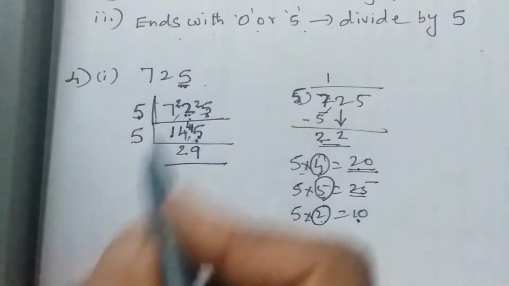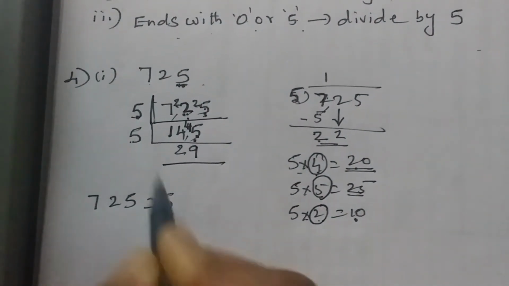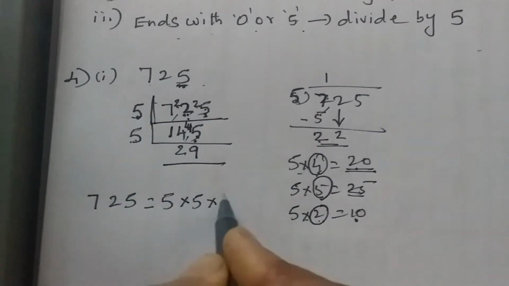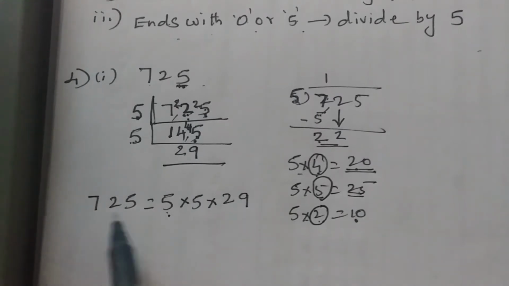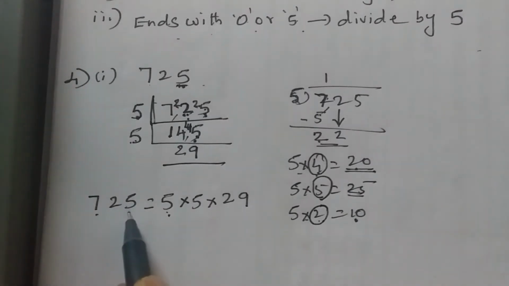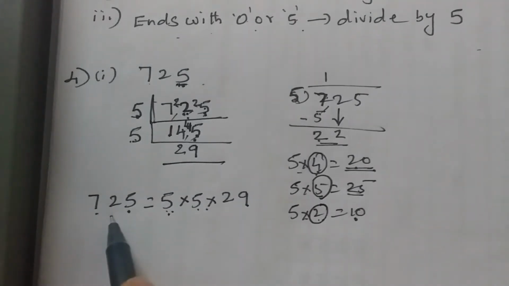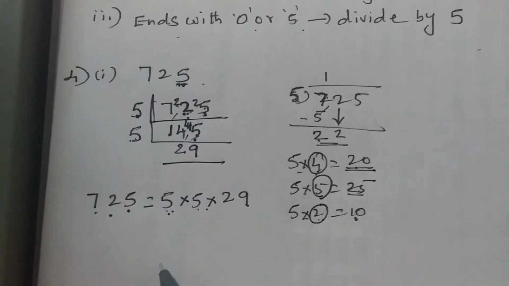Okay, so now what is it? 725 can be written as 5 into 5 into 29. These are the prime factors of 725. And when you multiply all these 3 numbers, you will get 725. That is how we check our division, whether we have divided correctly.